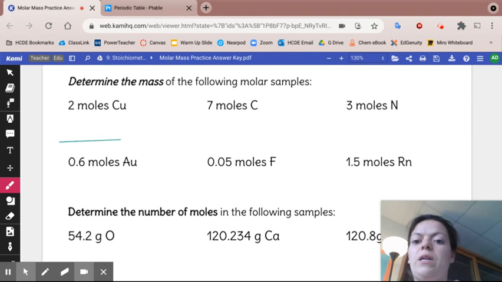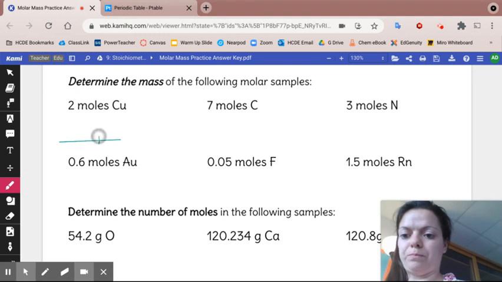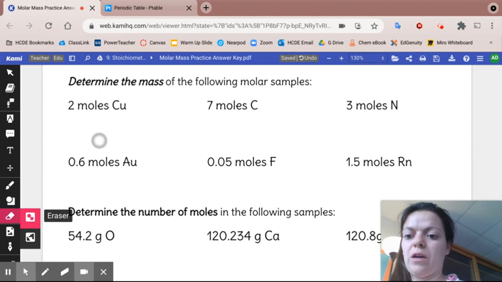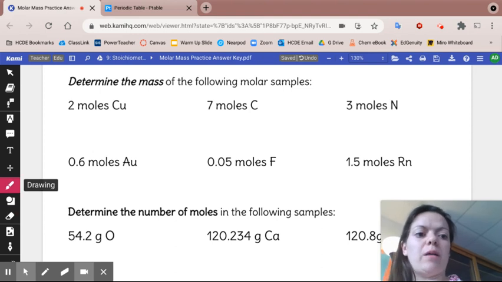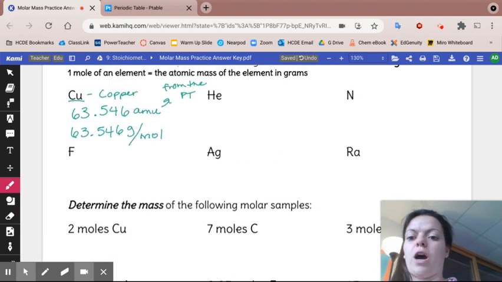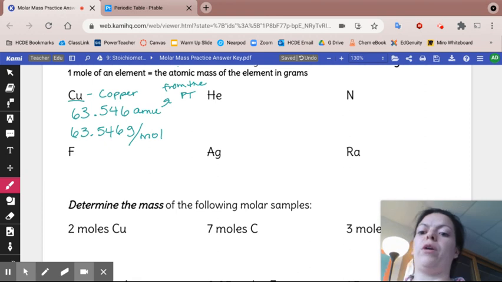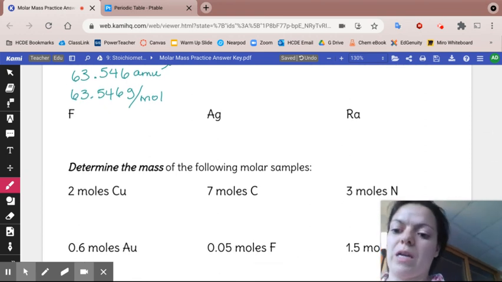Okay, now we're going to be determining the mass of the following molar samples. Okay, all that this means is now we're looking at, we know how much it weighs because we can find that on the periodic table. And then I'm going to multiply that by the number of moles that we have. So for our first one, for copper, we already know from our last problem and from looking at our periodic table that copper's atomic mass is 63.546 grams per mole. So I'm going to go ahead and write that out right here, 63.546 grams per every 1 mole.